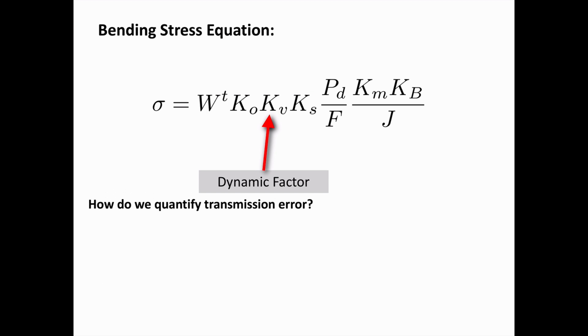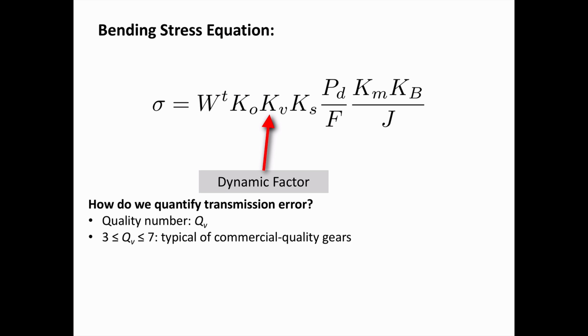So how do we quantify transmission error? Let's look at what's called a quality number that indicates the level of quality or precision of manufacturing. So here is a typical range for commercial quality gears, but for high precision gears, the quality number is higher, between 8 and 12.